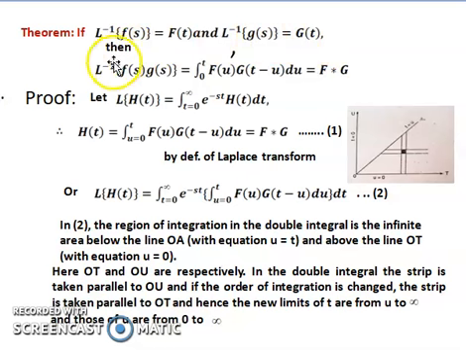Again I repeat the statement. If L inverse of F(s) equals f(t) and L inverse of G(s) equals g(t), then the multiplication of these two functions, F(s) and G(s), becomes the integration over 0 to t of f(u) g(t minus u) du, that is f asterisk g.